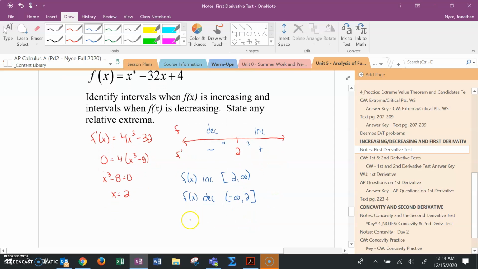And we have a relative minimum because the derivative changes from negative to positive, a relative minimum at x equals 2. If we want an ordered pair, plug 2 into the original function, you get negative 44 as a y value. So you could say there's a relative minimum at 2 comma negative 44. It doesn't say to state the x value of the relative extrema, just state the relative extrema. So the ordered pair is probably a better answer there.